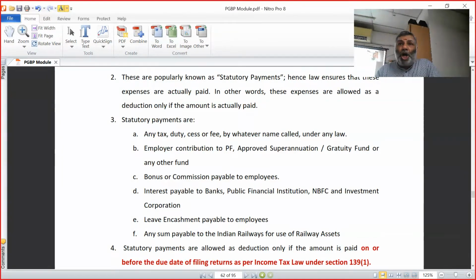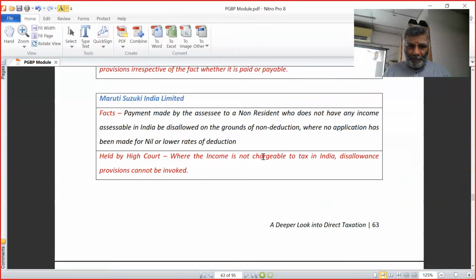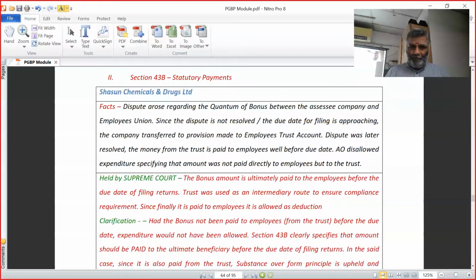Yes. Shawson Chemicals is the case where a dispute arose regarding the quantum of bonus between the assessee company and the employees union. Since the dispute was not resolved and the due date for filing was approaching, the company transferred the provision made to an employee trust account. The dispute was later resolved. The money from the trust was paid before the due date. This is important to understand.